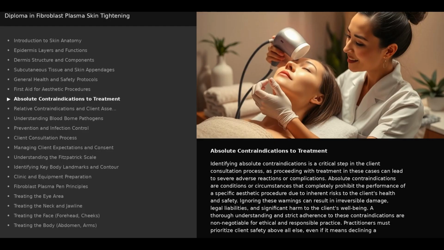Ignoring these warnings can result in irreversible damage, legal liabilities, and significant harm to the client's well-being. A thorough understanding and strict adherence to these contraindications are non-negotiable for ethical and responsible practice. Practitioners must prioritize client safety above all else, even if it means declining a treatment.